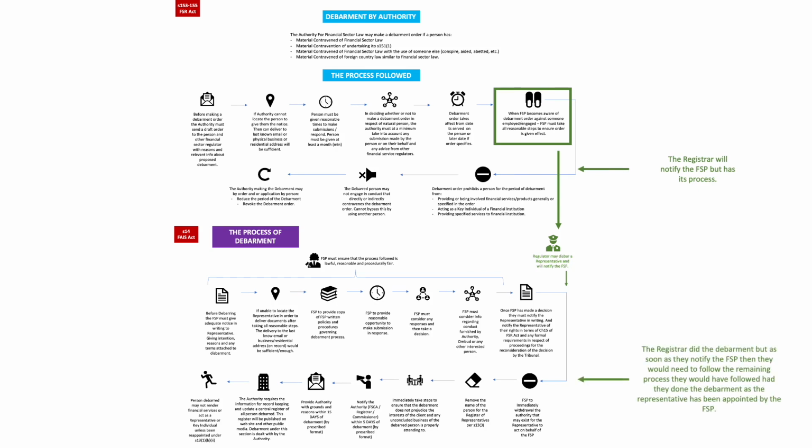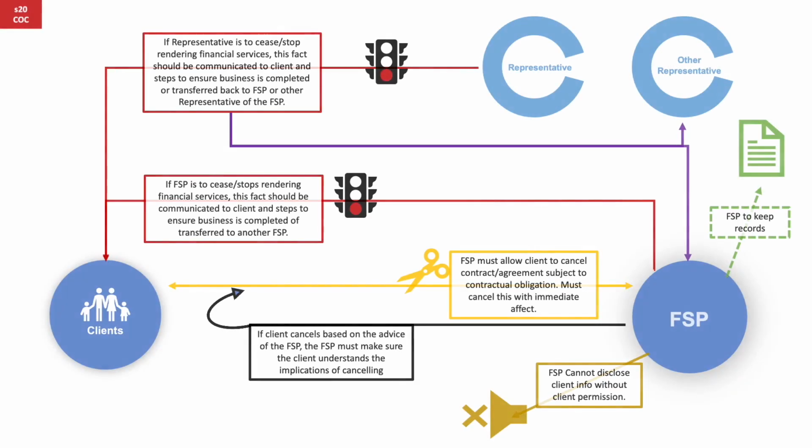The FSP will need to follow the same process it would have followed after being notified of the debarment by the registrar, as it would have done if it was the FSP that instituted the debarment, as shown here. We then covered what the FSP needs to do in terms of its obligations, duty, or responsibility to the client of the debarred representative. We hope you enjoyed the video and learnt a lot.